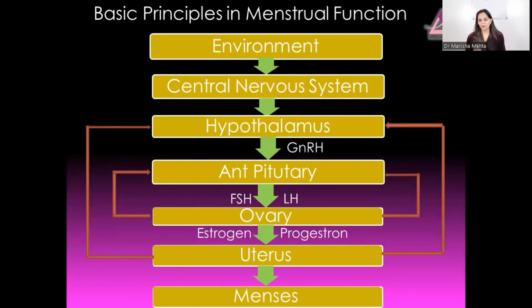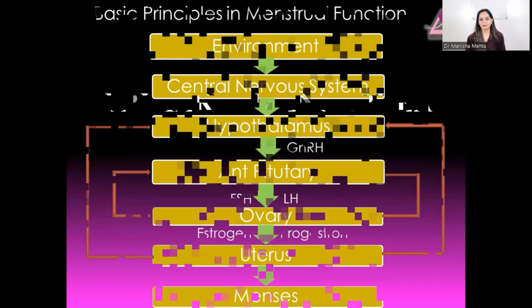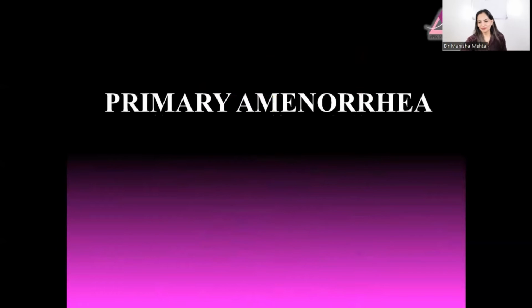So now we are going to talk about how we are going to treat such people. This is called hypogonadotrophic hypogonadism. Now, with this understanding, let us go forward. Now we are going to talk about primary amenorrhea.